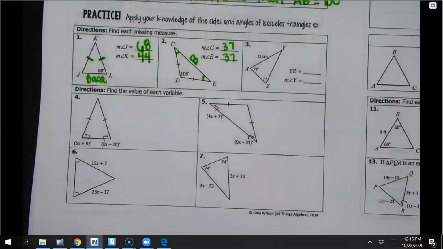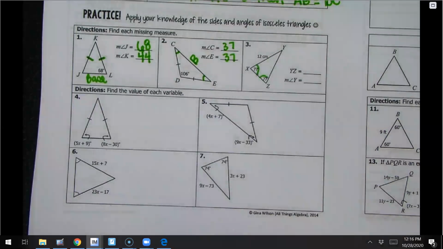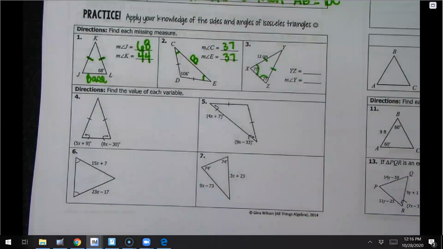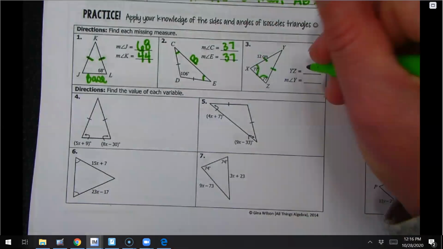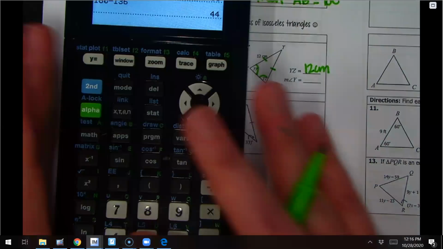All right, now look at number 3. They did not tell you this was isosceles. There's nothing here that says this is an isosceles triangle, but they told you this is 77 and this is 77. So since both of those are 77, what do we know about the sides of the triangle? So what is the side YZ? 12 centimeters. Now how are we going to find Y?